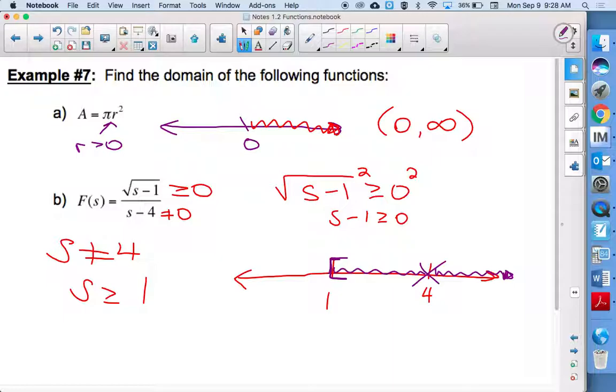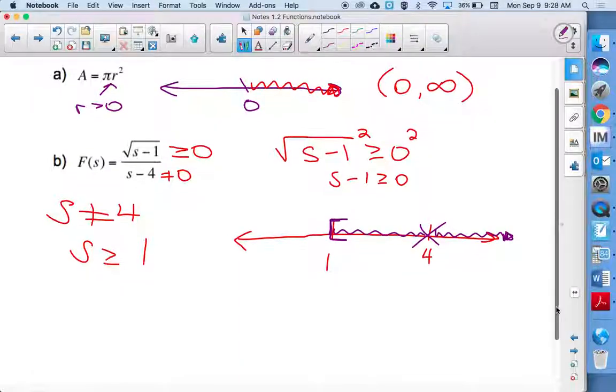So Emma, what does that mean our domain would be then? How would you write this in interval notation, kind of looking at our picture? Bracket 1, comma, 4 parentheses, union with parentheses 4.